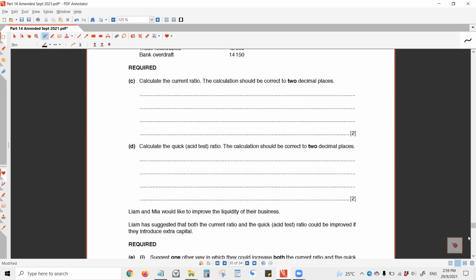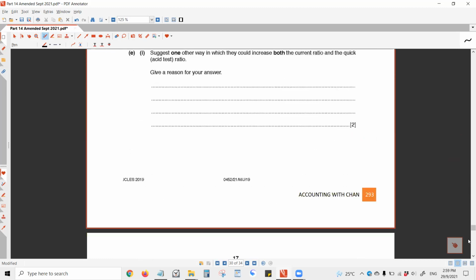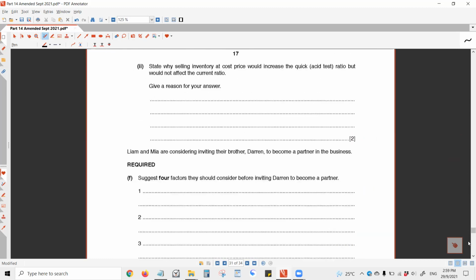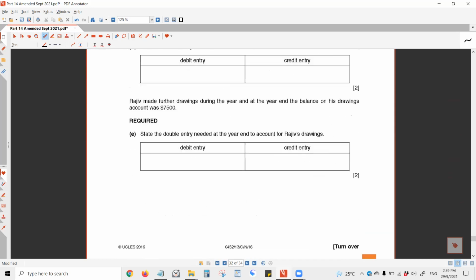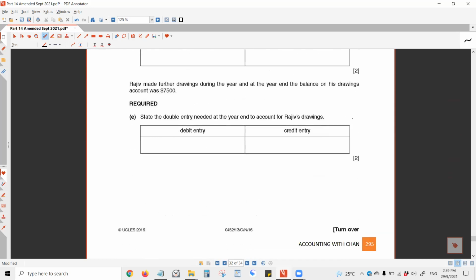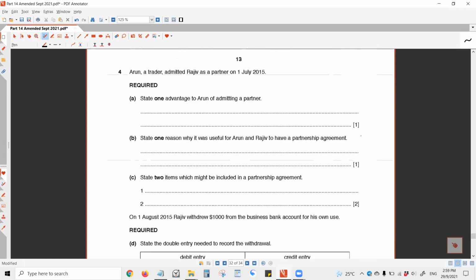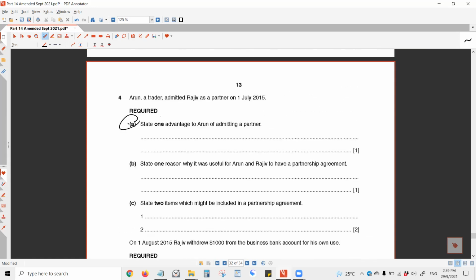Hold on, I'm finding. Okay, page number 295. One advantage of admitting a partner. So once again, you can talk about the advantage of being in a partnership to answer this question.